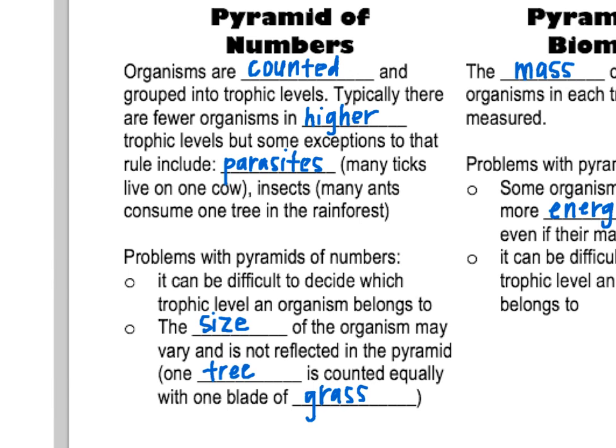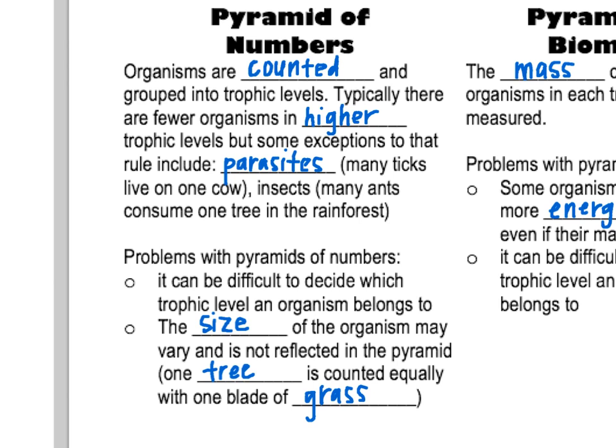But there are some exceptions, things like parasites, where many ticks could live on one single organism. Even though they would be getting their energy from that organism, so they would be at a higher trophic level. And also insects. In the rainforest, you have big plants, things like trees, and many insects can eat that one tree. And so you can have a situation where things at a higher trophic level, there's actually more of them than there are the things at the lower trophic level.